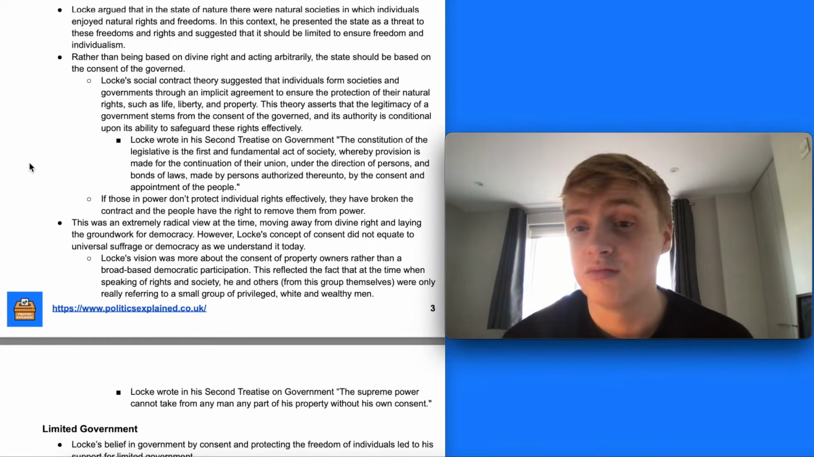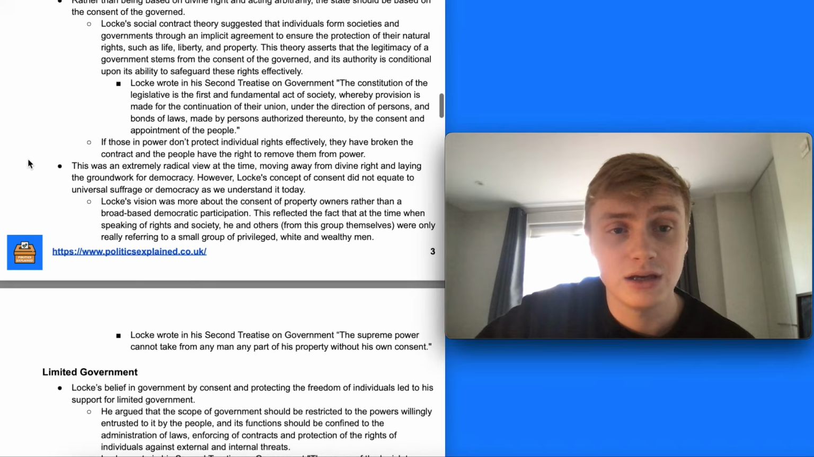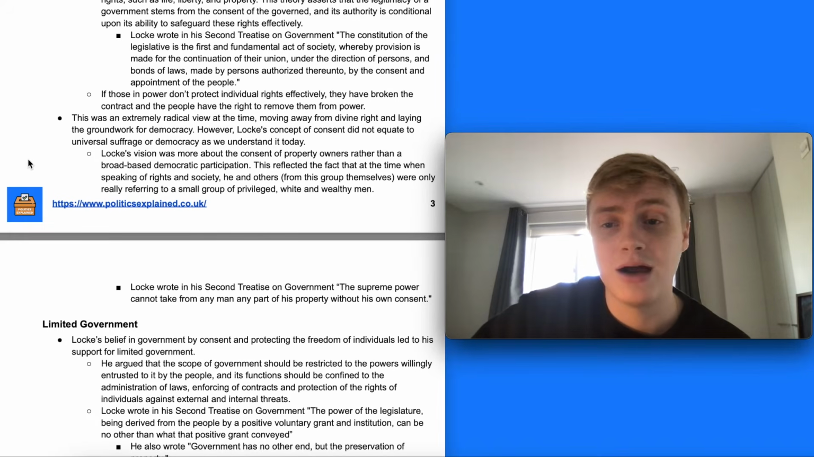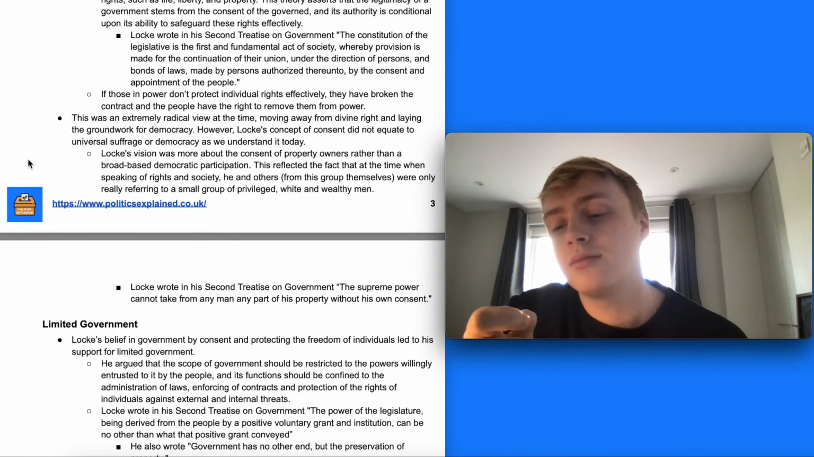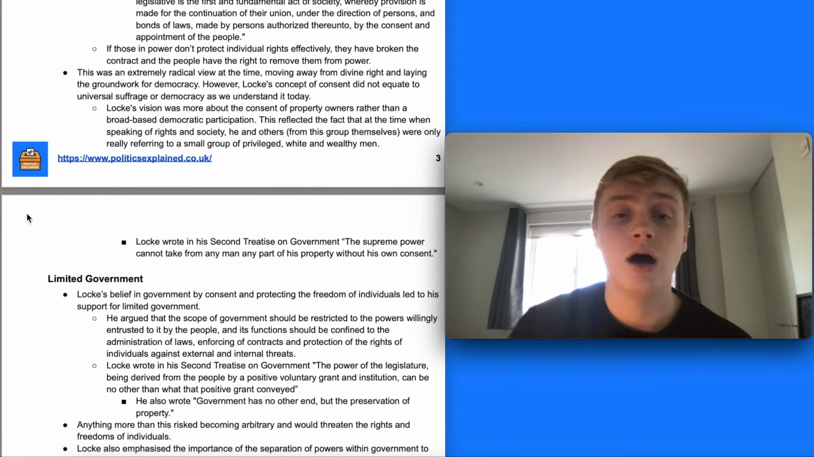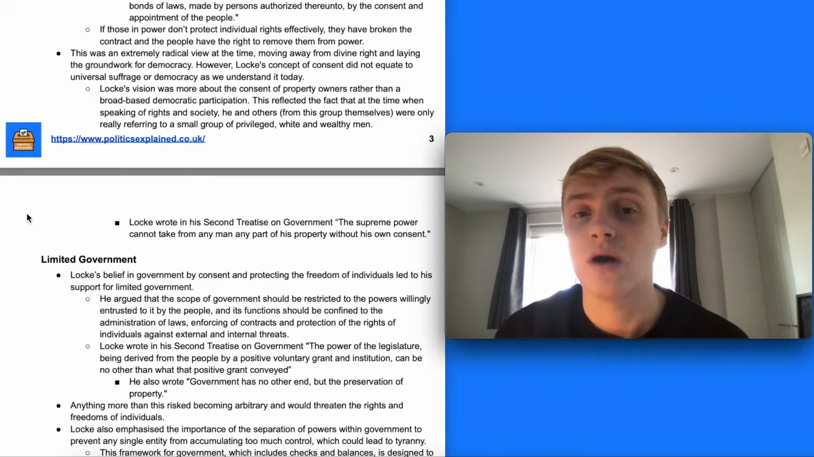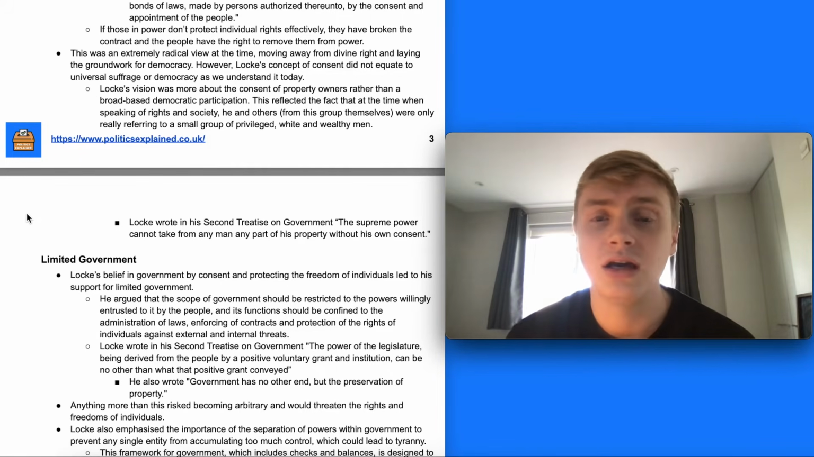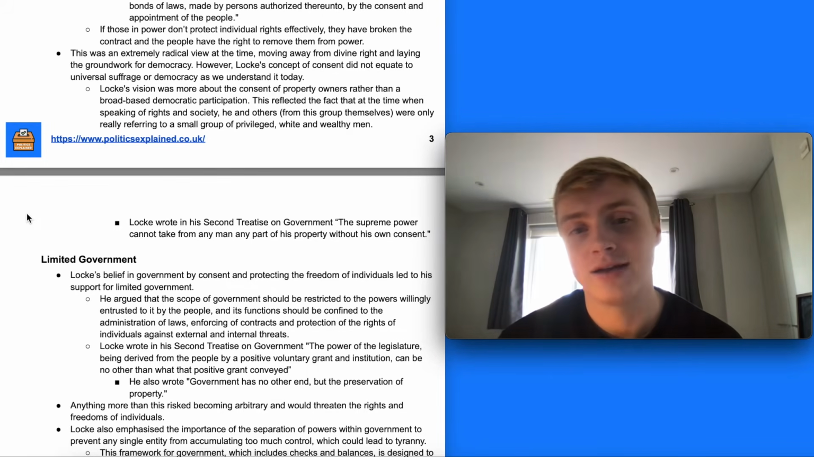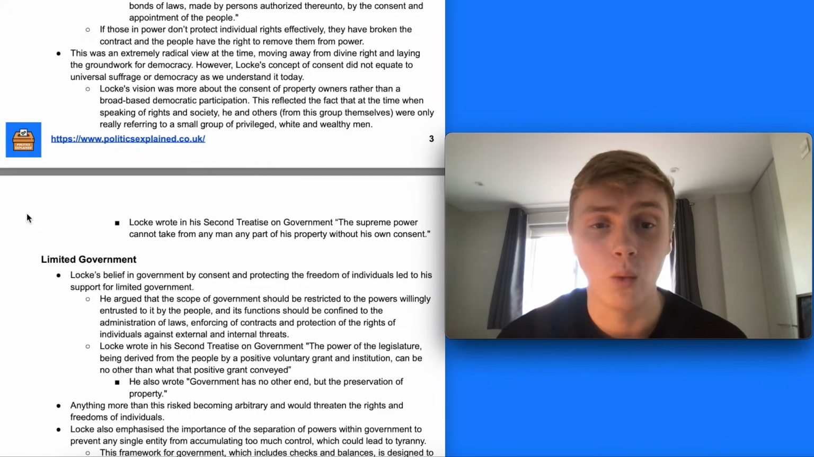And therefore the legitimacy of the government is based on this consent of the governed, and it's conditional on its ability to safeguard these rights effectively. And if those in power don't do so, they have broken the contract, and the people have the right to remove them from power. So this is the real start of the advocacy for government by consent. This was an extremely radical view at the time, moving away from divine right and laying the groundwork for democracy. But Locke's concept of consent didn't equate to universal suffrage or democracy as we understand it today. It was more about the consent of property owners rather than broad-based democratic participation, reflecting the fact that when he was writing, when he spoke of society, he was effectively writing for a small group of privileged white men.